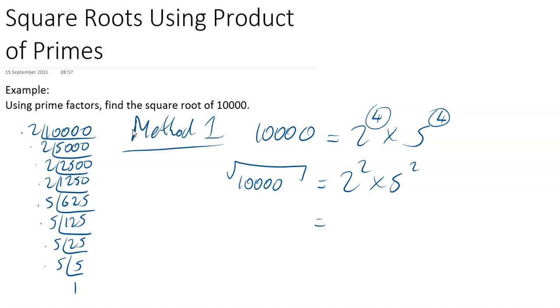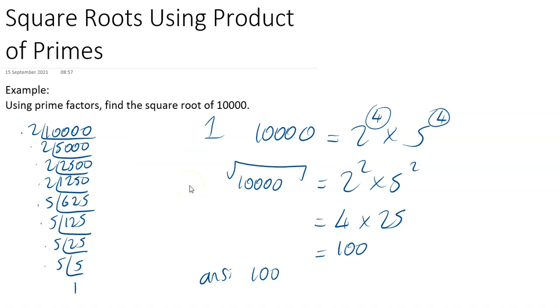And very importantly, folks, you have to then multiply this out. So 2 squared we know is 4, 5 squared you know is 25, and 4 times 25 gives you 100. So basically we have said that the answer is 100, so the square root of 10,000 is 100. And that is it. Method 1 done.